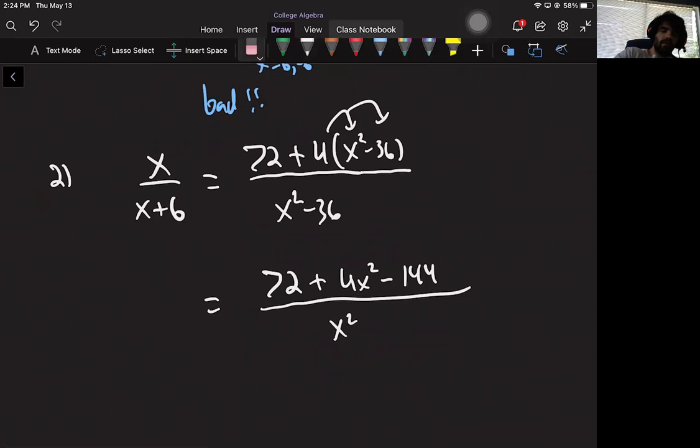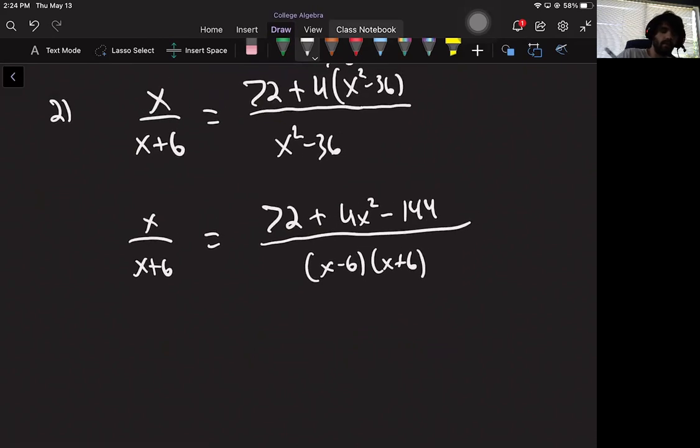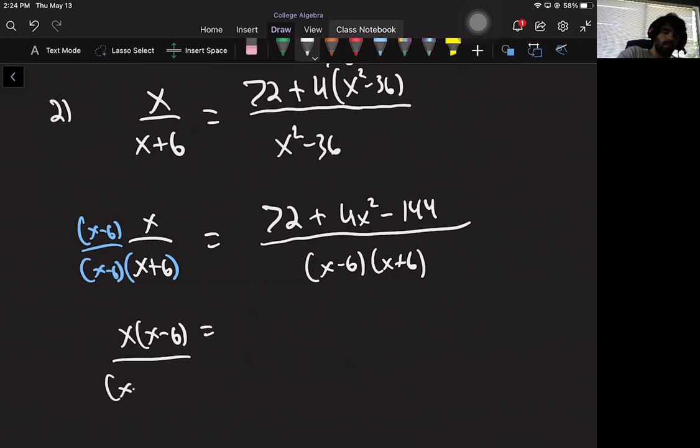And then down here, I want to write this as being factored, because then on the left side, I can see what it's missing if I want them to have the same denominator. I could either cross multiply at this point, or I could make them look the same. So I guess I'll make them look the same. The left side just needs an x minus 6 over an x minus 6 to have the same denominator. And then we'll get x times x minus 6 over x minus 6, x plus 6 equals the same thing.